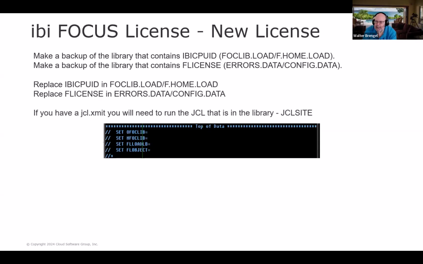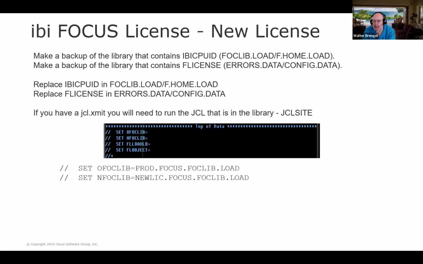And then if you have the JCL XMIT, you'll need to run the JCL site inside. There are set commands at the top. So ofoclib is your current production foclib dataset name. nfoclib is going to be a new foclib.load, which is only going to have some updated modules based on what you're updating through this JCL run. When you're done, if everything looks okay, you're going to then copy those modules back into your production library. So the JCL we ship doesn't update your production library directly. It creates a secondary library that you will then have to copy over.